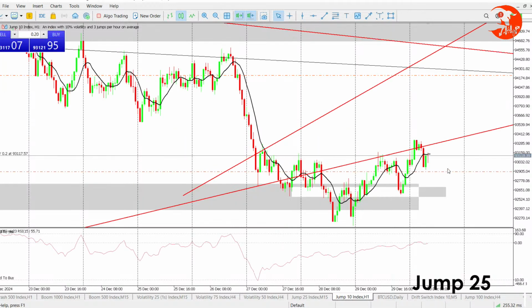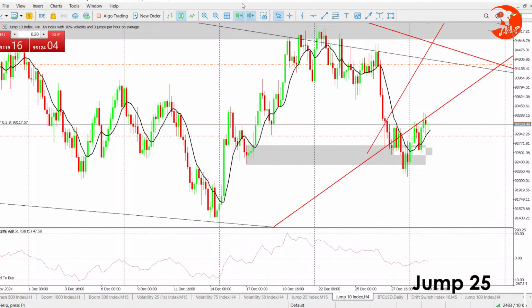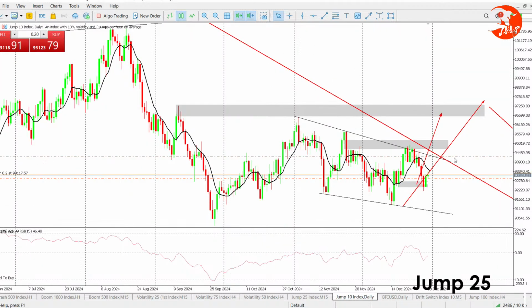All right, so going to H1, yeah, this is okay. Going to H1, it is nearly overbought, but it is still okay. I will still continue with my buy. I'm not closing it. I'm going with my entry on H4. That's what I'm going to go with.